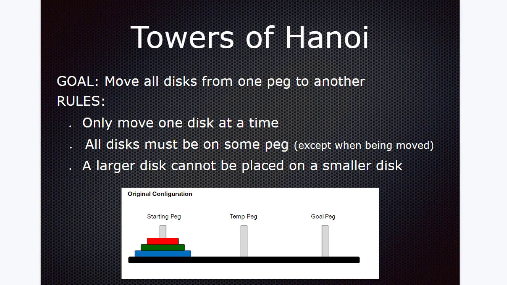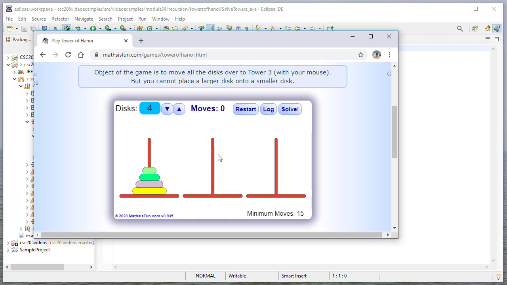And finally, a larger disk cannot be placed on a smaller disk. It turns out it doesn't matter how many disks you have, you can always solve the Towers of Hanoi problem with three pegs. There are lots of implementations of the Towers of Hanoi online that you can play with, so we'll use this example to see how we solve the problem. The way to solve this is to move all but the bottom disk to the temporary peg, and then move the bottom disk to the goal, and then move those, in this case three disks, to the goal peg as well.